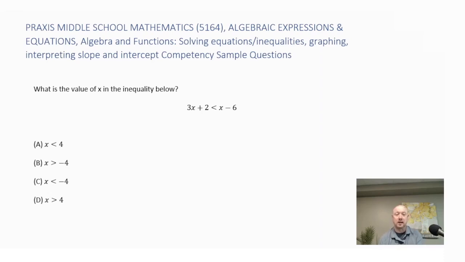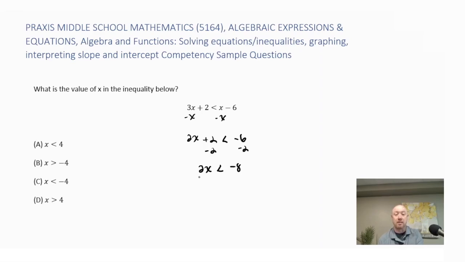All right, so let's see if that's the case here. So we're going to solve it just like we would solve an equality. So we're going to get all the x's on one side and all the constants on the other. So I'm going to subtract x from both sides, and I would get 2x plus 2 is less than negative 6. I'm going to subtract 2 from each side, and I would get 2x is less than negative 8.